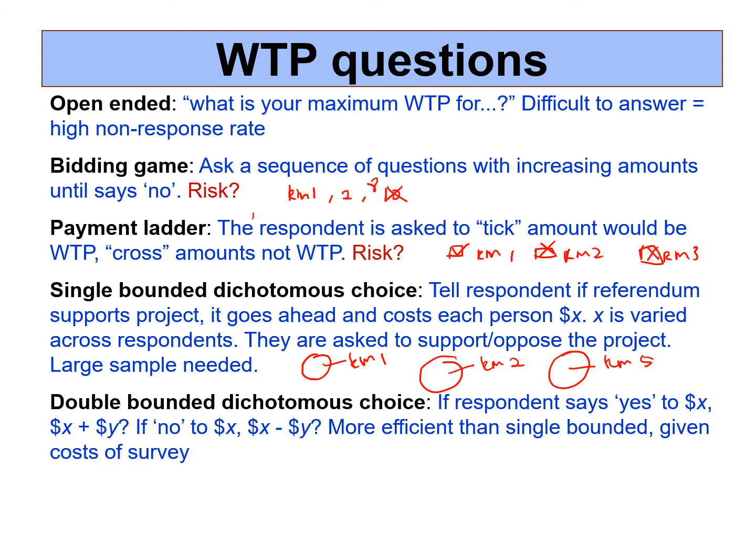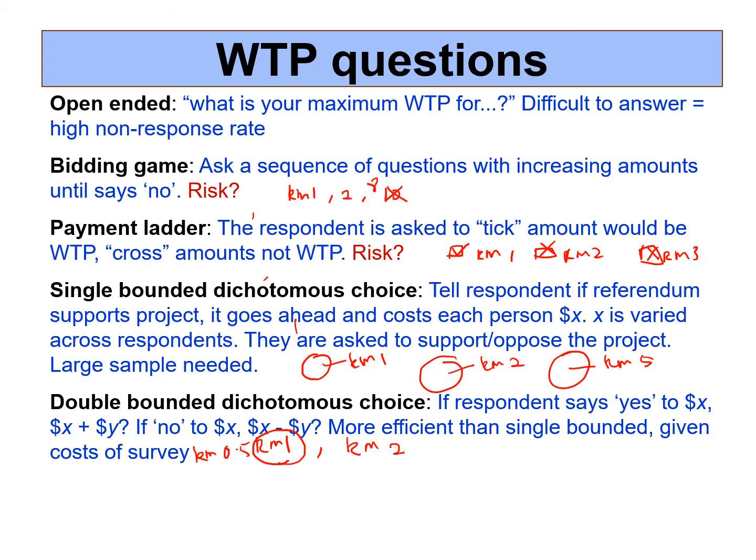The next one, we call it double bounded dichotomous choice. If respondents say yes to one value, perhaps you will increase the number to another value. If they say no to the first value, then you will decrease the value. For instance, you ask them, are you willing to pay 1 ringgit? If they say yes, then you will increase the value: are you willing to pay 2 ringgit? If you ask the first question, are you willing to pay 1 ringgit, and they say no, then you have to decrease the value: are you willing to pay 50 cent?